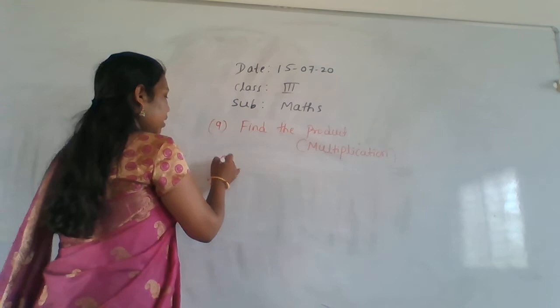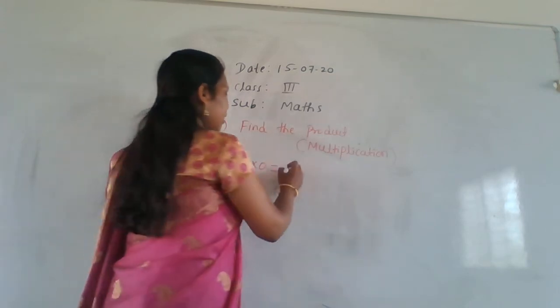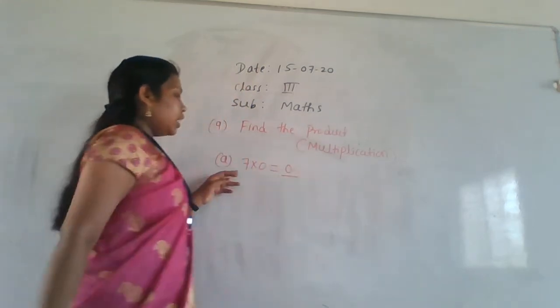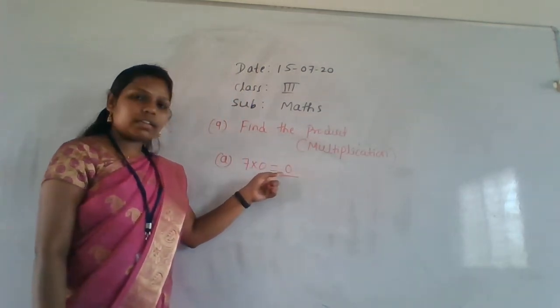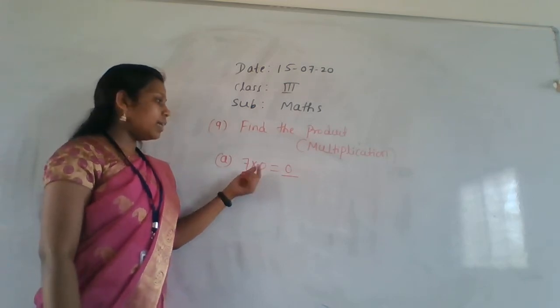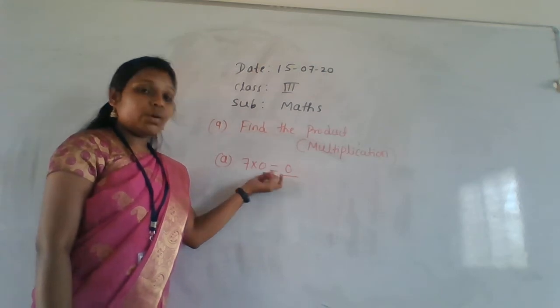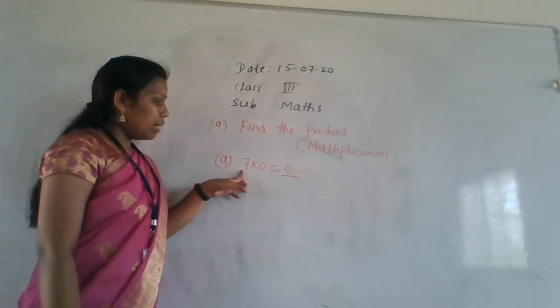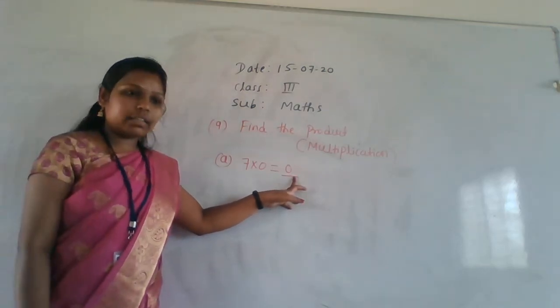The first thing is 7 into 0. 7 into 0 is 0, because if you multiply any number by 0 then you will get 0 only. If you multiply any number by 0 then it will always be 0.